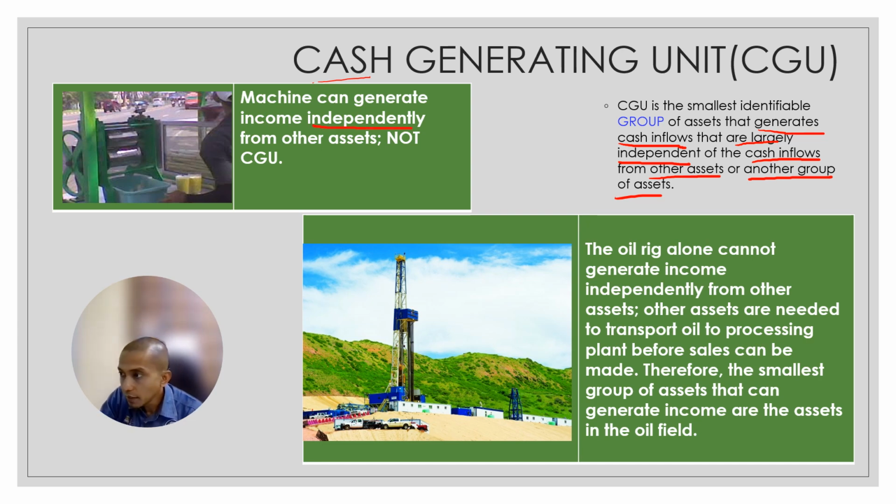But here, the oil rig alone cannot generate income independently from other assets. Other assets are needed to transport oil to the processing plant before the sales can be made. Because this one alone cannot, it needs to depend on another asset. Therefore, the smallest group of assets that can generate income is the assets in the oil field. In the oil field, they have the oil rig and a lorry to transport. So this is a cash generating unit.